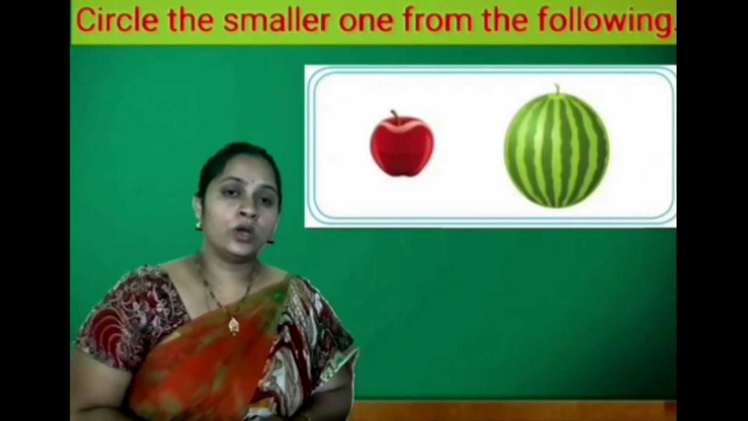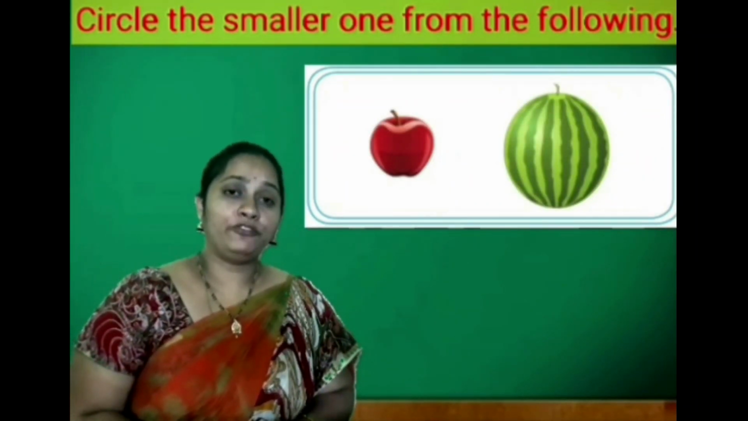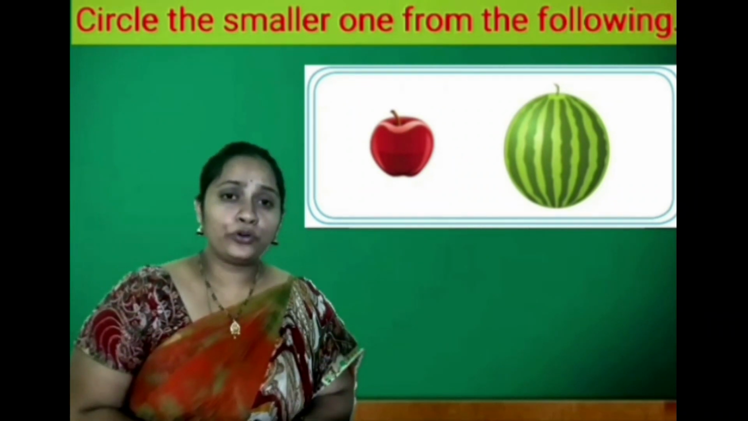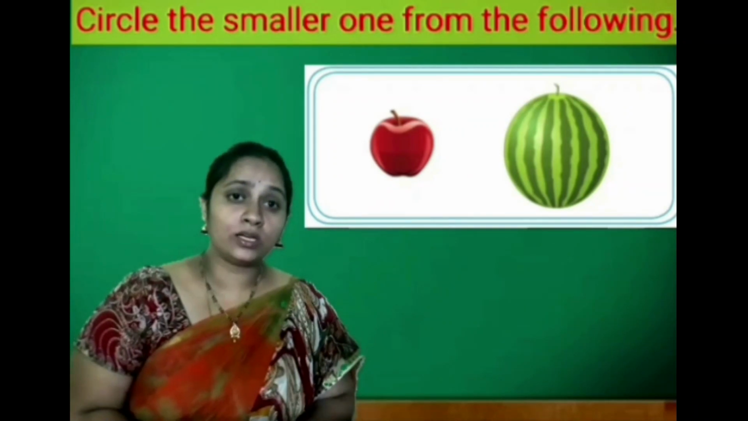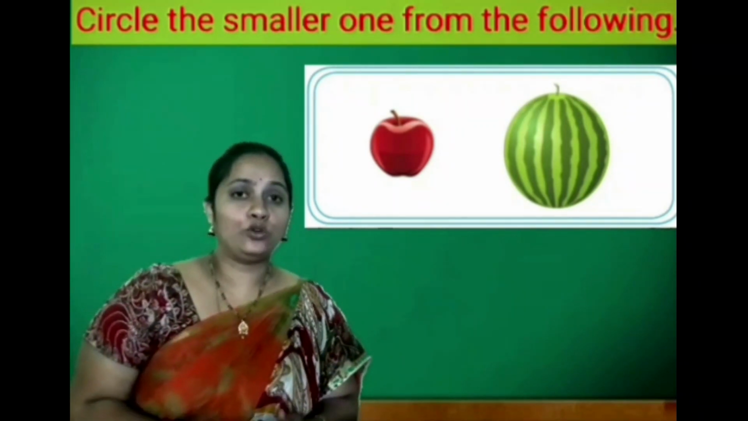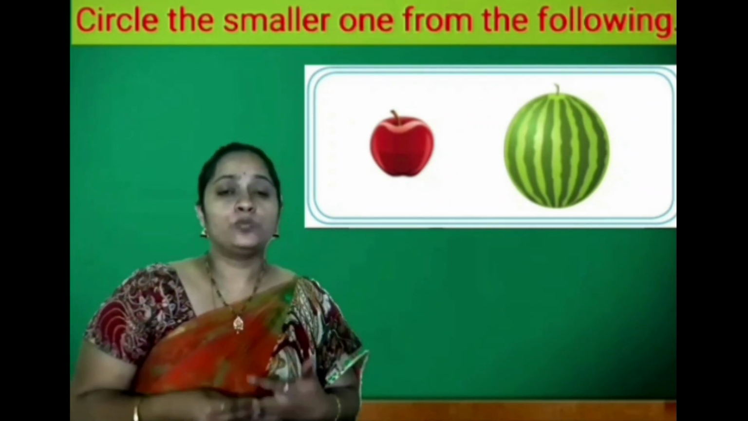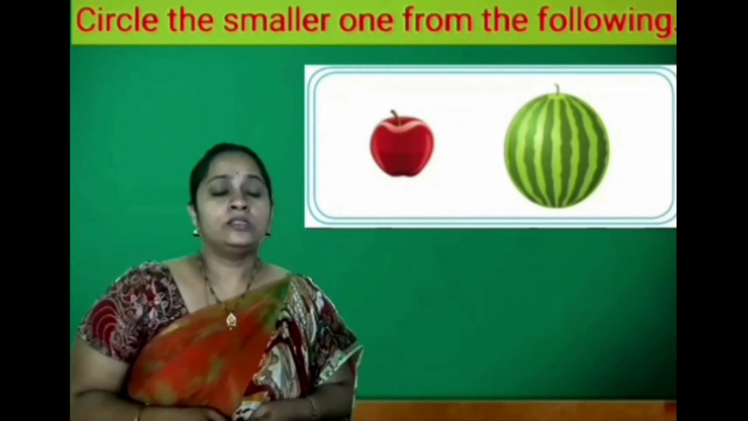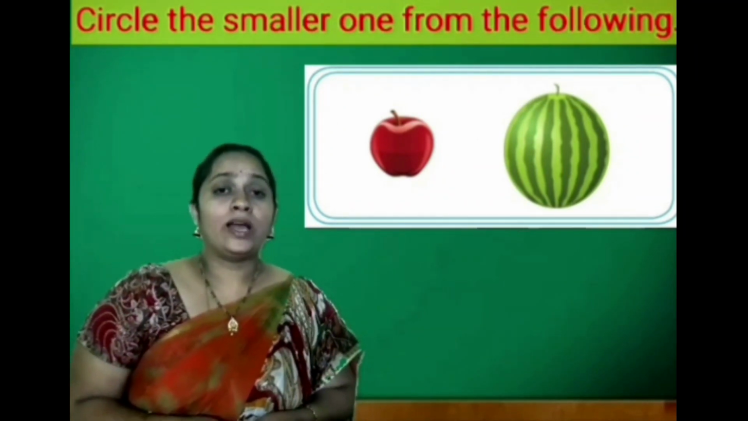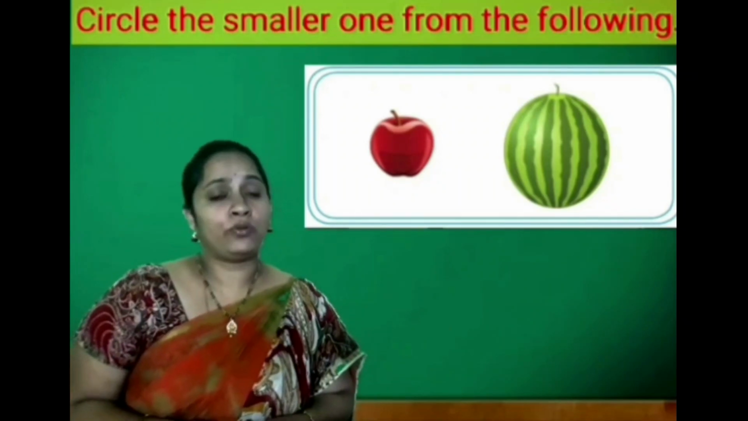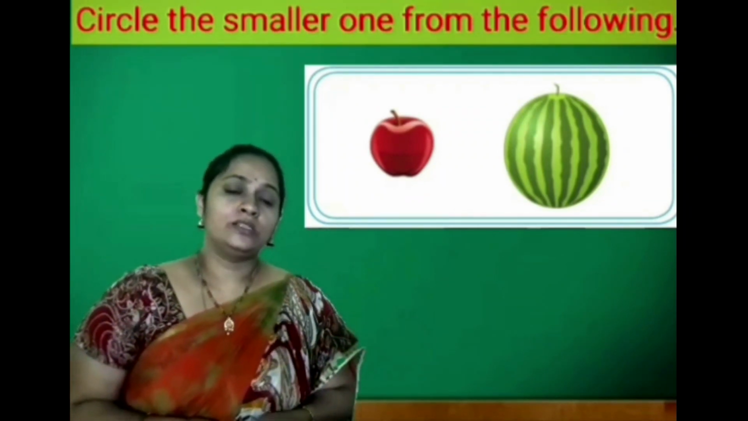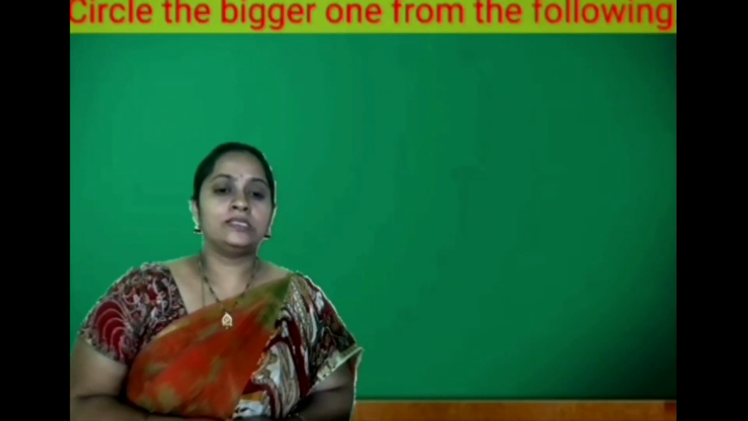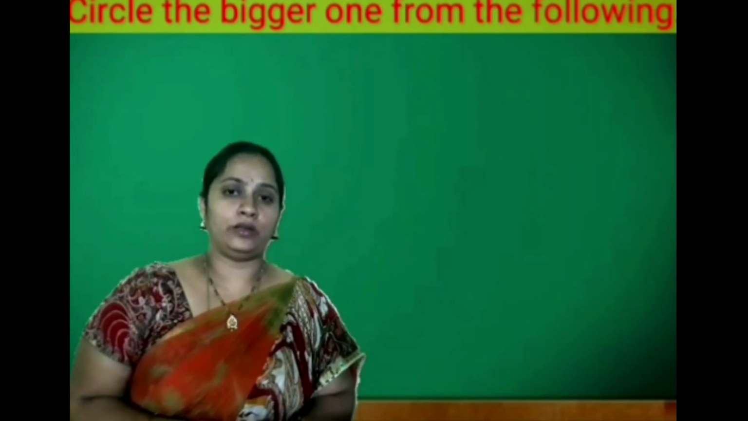In the second box, we have an apple and a watermelon. In these two fruits, which one is smaller? Say children, which fruit is smaller? Yes, absolutely, an apple is the smaller one. Children, according to the statement, we have to circle the smaller one. In these two fruits, apple is the smaller one. So, circle apple. Now, coming to the second one, circle the bigger one from the following.